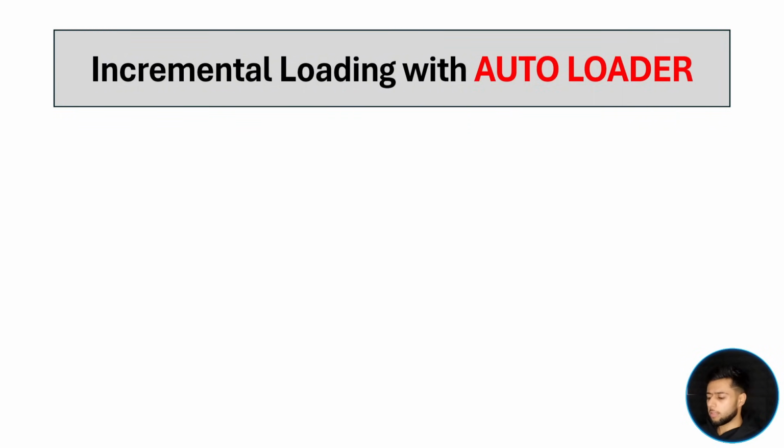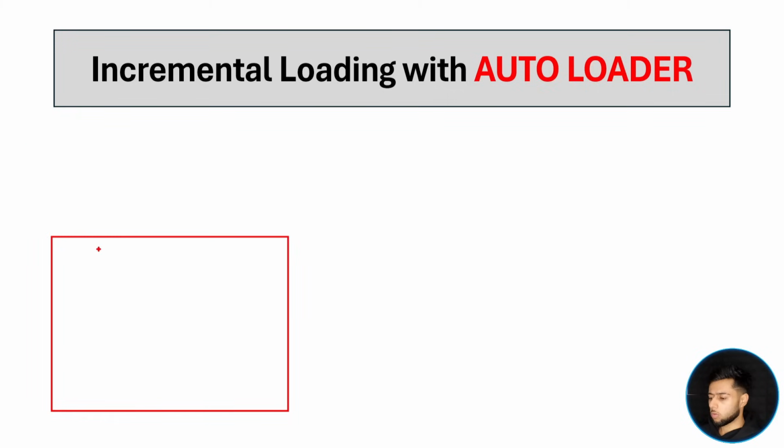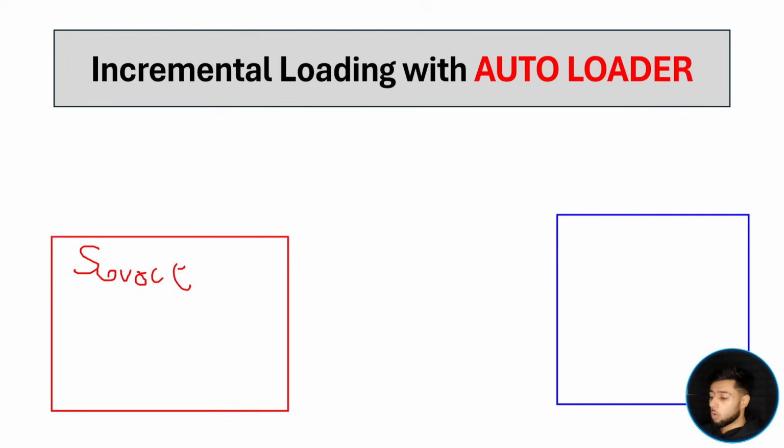So basically, when you have, let's say, a source, okay, this is your source. We use it to incrementally load the data. Let's say we want to incrementally ingest the data, and we do not want to load the data again and again like a full load. So we use something called incremental loading with autoloader. Okay, simple.